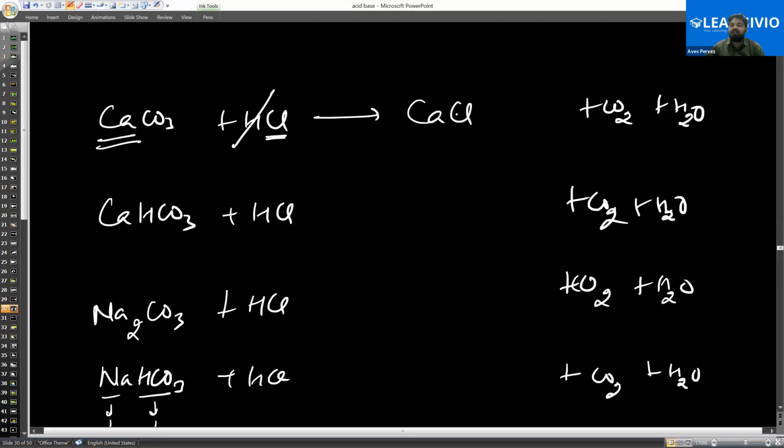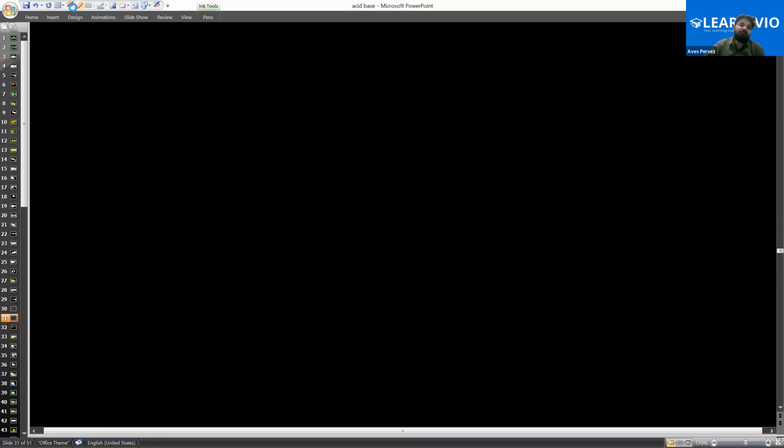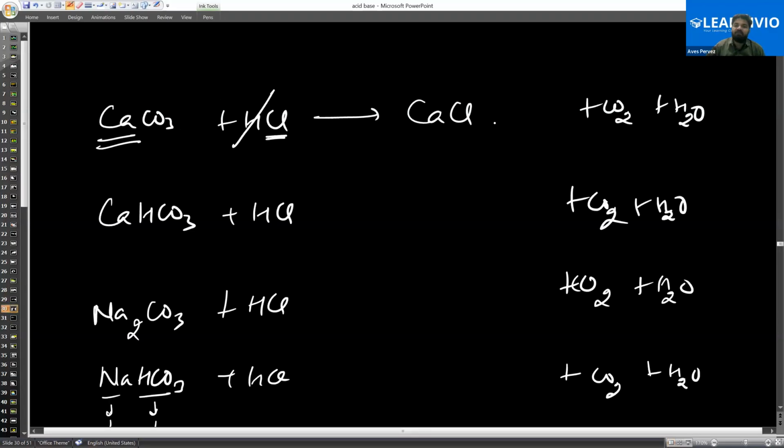But don't write CaCl. Write the formula accordingly. Calcium has valency 2 and chloride has 1. Then you have to cross multiply and you write CaCl2. You have to write like this. Don't write the same calcium chloride again, same form, same salt.